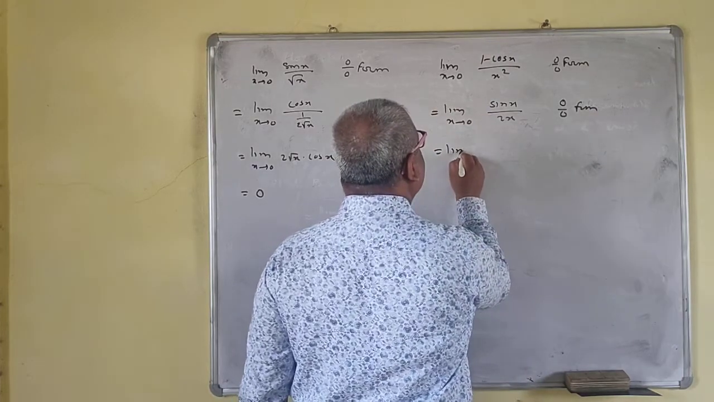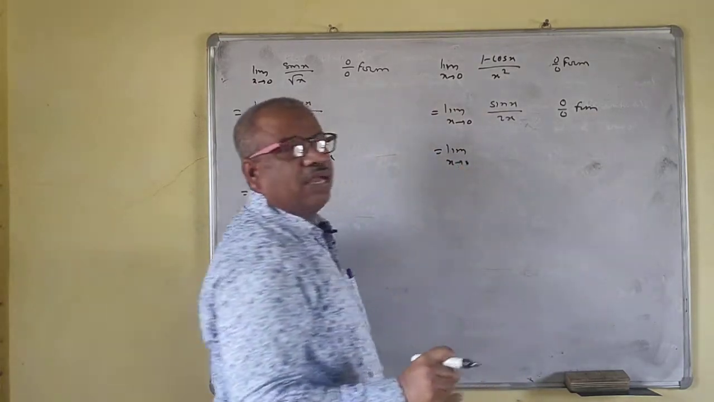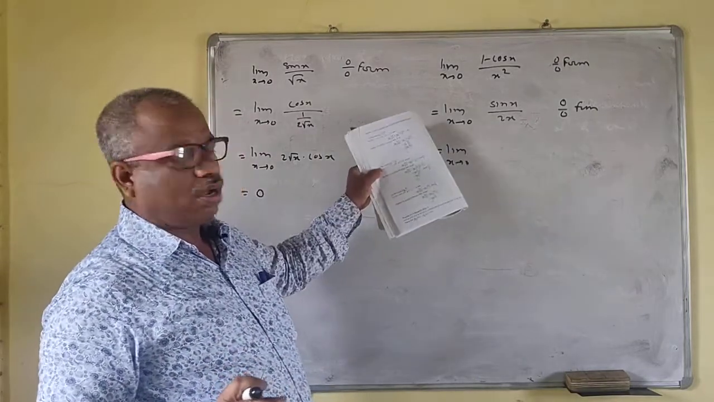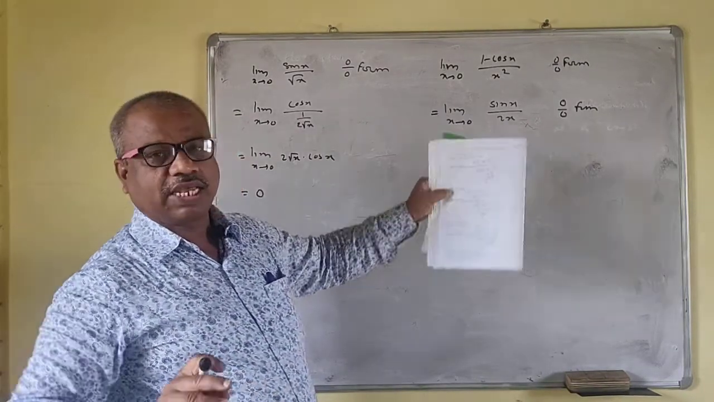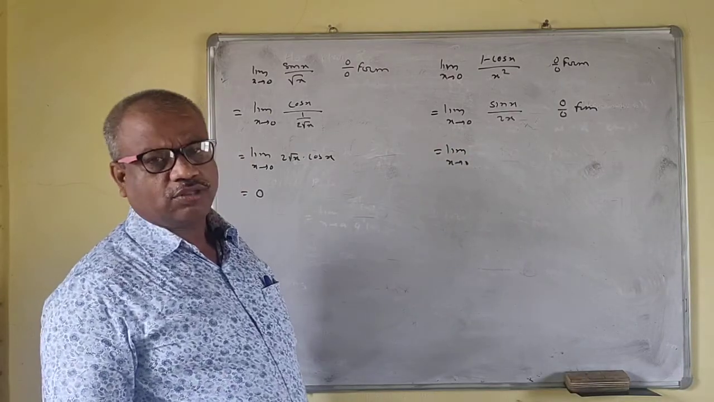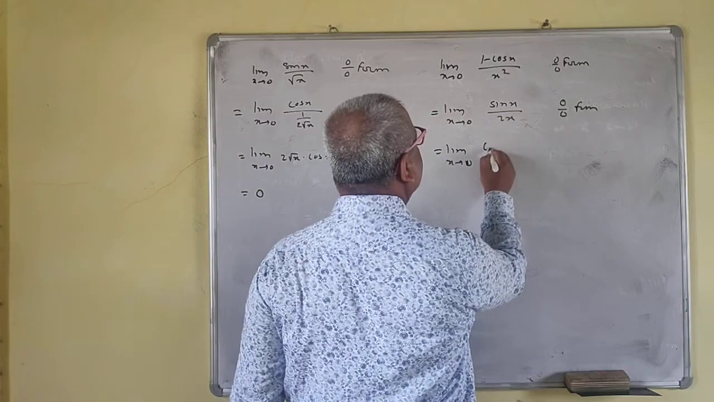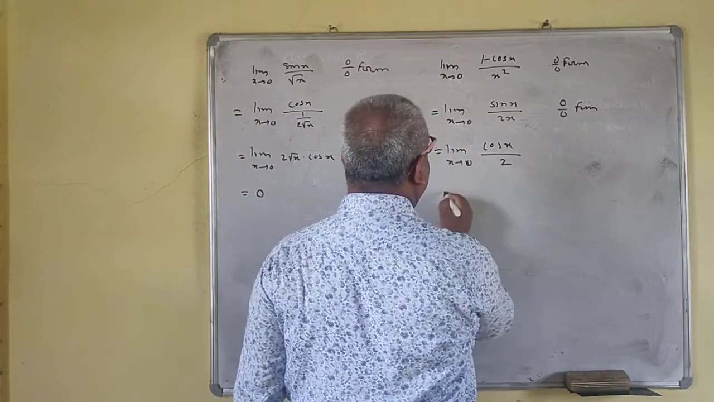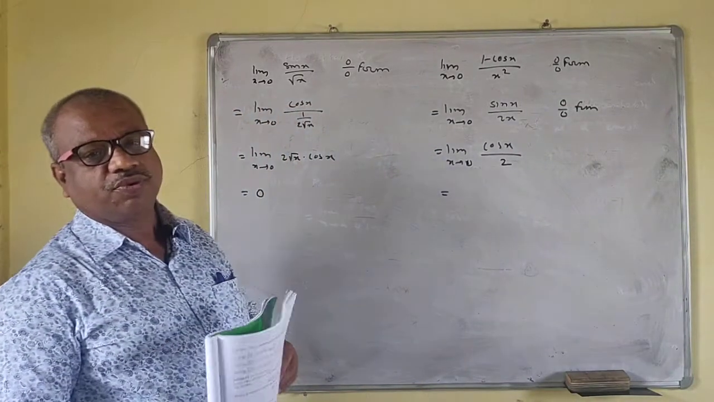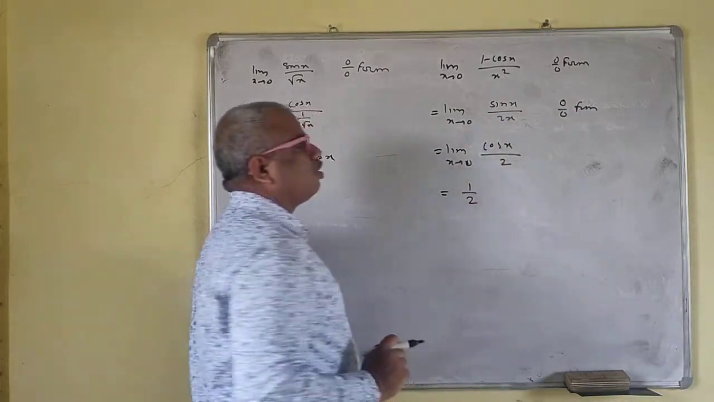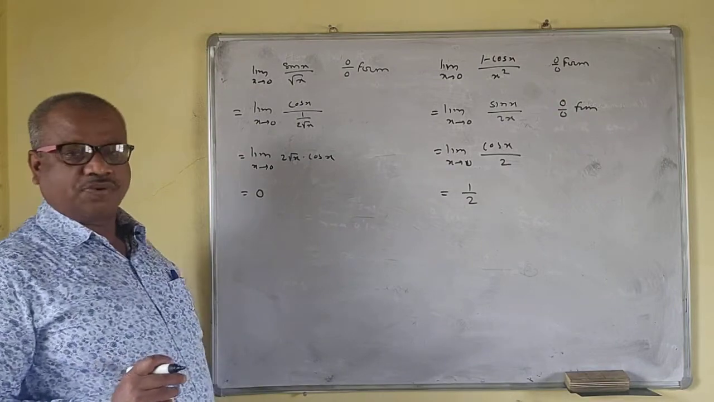Again you can differentiate this, or you can apply the previous year formula. You know that limit sin x upon x is 1. You can take 1/2 out, limit x tends to 0 sin x upon x, and that is 1. So you are familiar with this one. You can apply that also, or you can again differentiate. This is cos x upon 2. Now this is not 0 by 0 form, so we can put x equal to 0. So this is 1 upon 2. So the value of this limit is 1 upon 2.